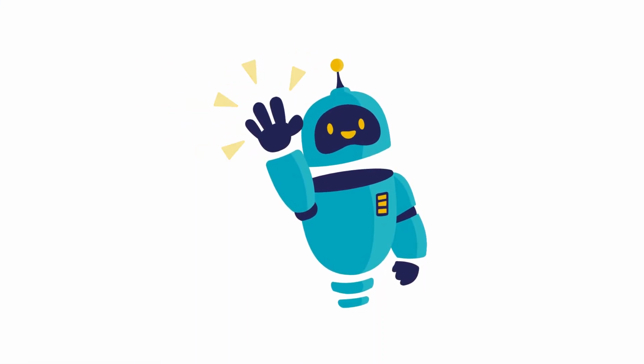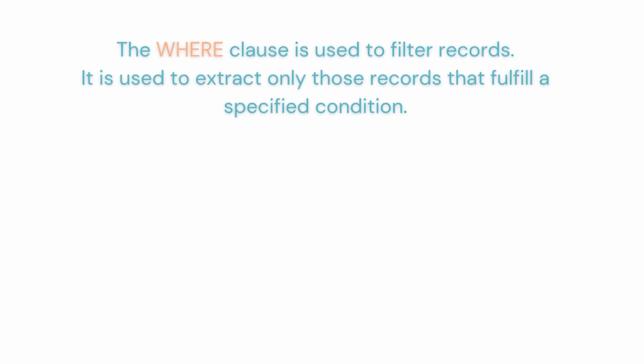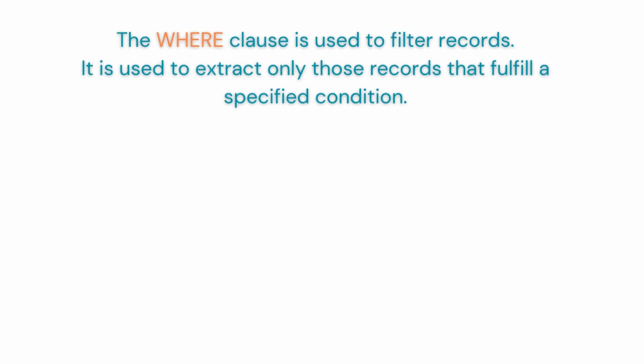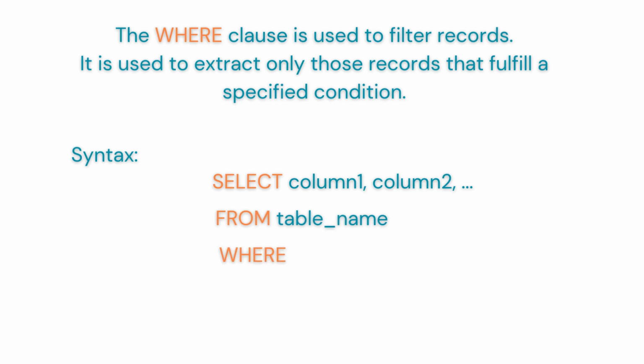In this video we will learn about the SQL WHERE clause and ORDER BY. So let's get started. The WHERE clause is used to filter records. It is used to extract only those records that fulfill a specified condition. And the syntax for that is SELECT column1, column2 and more FROM table_name WHERE condition.